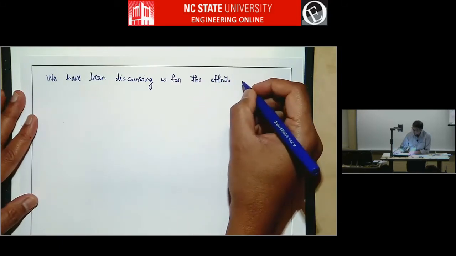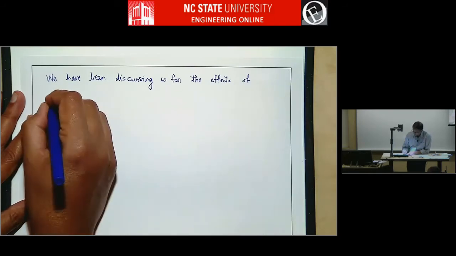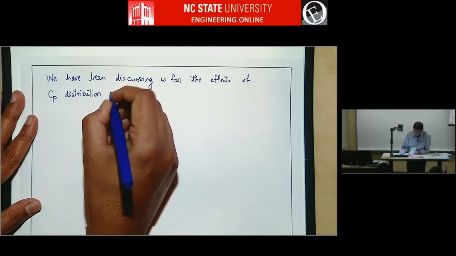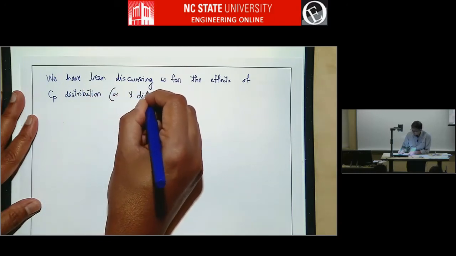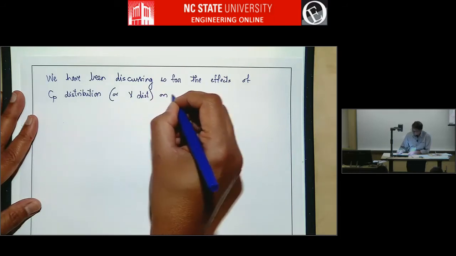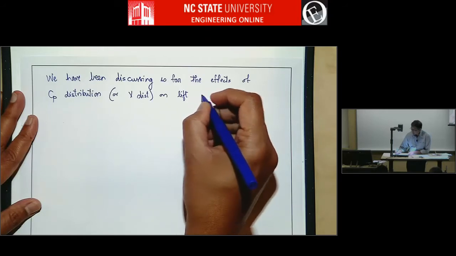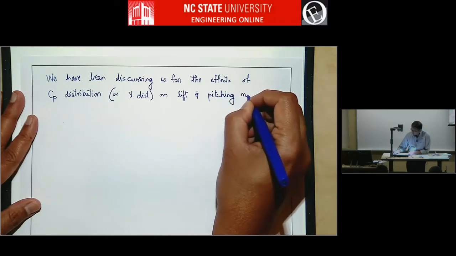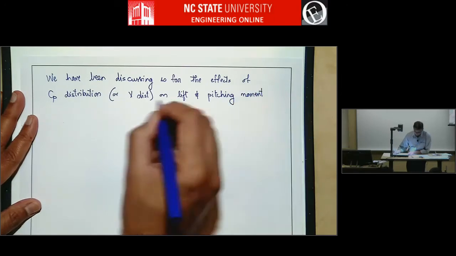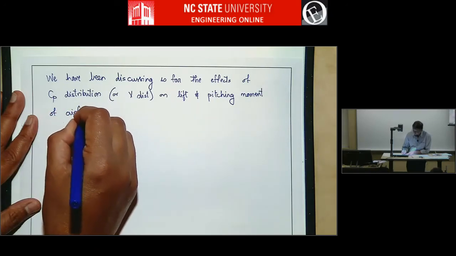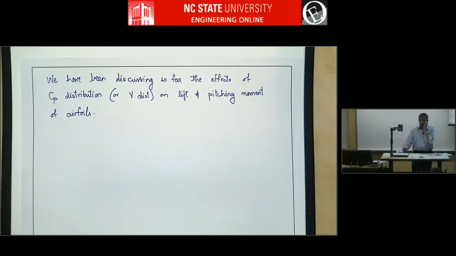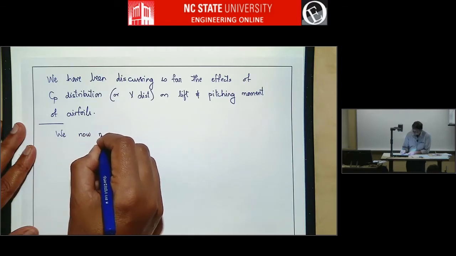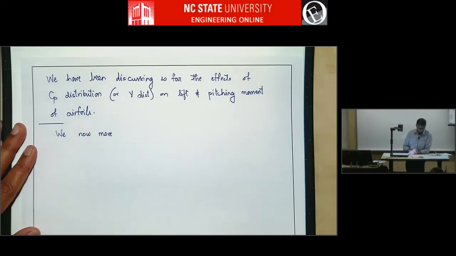And all this time we have also been connecting CP distributions, or same as velocity distribution, to lift and pitching moment, right? We haven't just talked about lift and pitching moment. We've been connecting the CP distributions. So what we're going to move on to now is what CP distributions can tell us about drag.